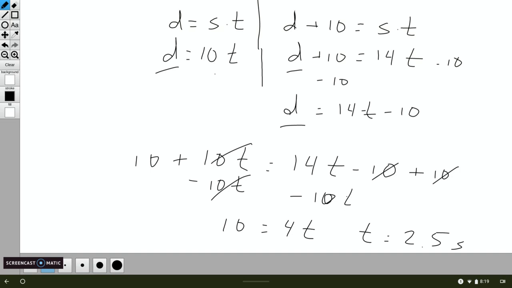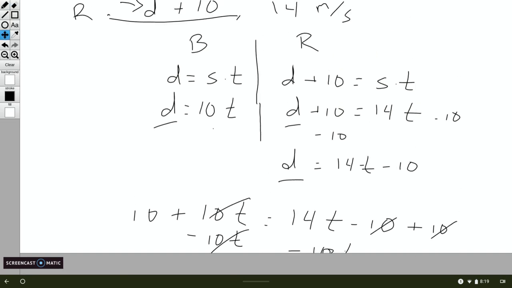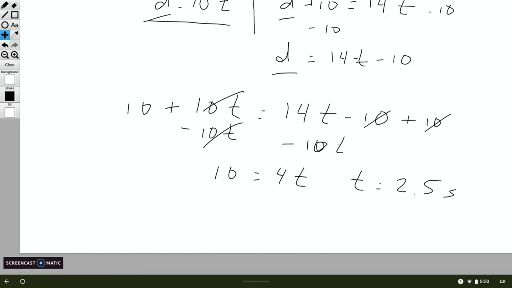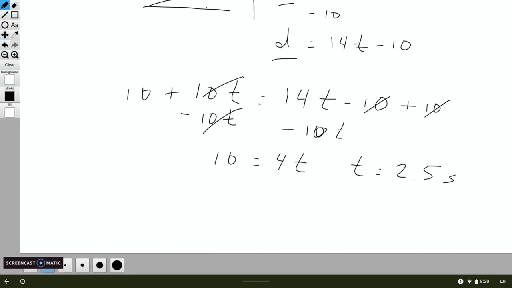Now, we're not done. We know that D is equal to 10T, so we need to find D too. If D is equal to 10T, and I know that T is 2.5, 10 times 2.5 equals 25 meters.